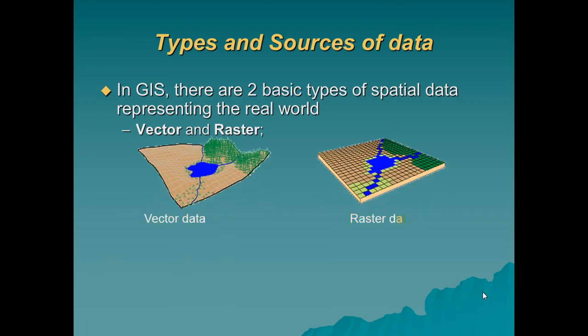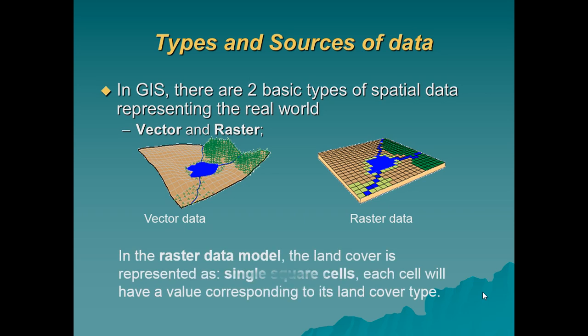Alright, we actually have a brief introduction to our raster and vector data models here. So in GIS, we have two basic types of spatial data that represent the real world. In other words, we represent the real world in two forms. We can represent it in raster and vector. So each of these visual representations represent the same location, but they represent the data differently. This is our vector here, and this is our raster.